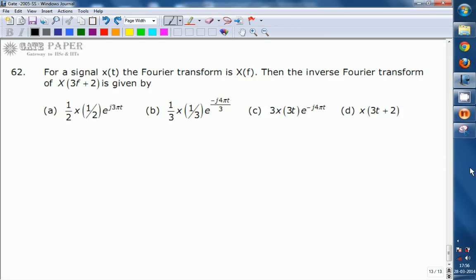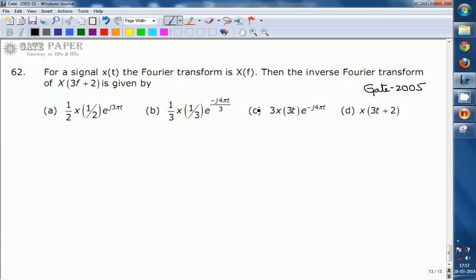Now we are going to discuss the question from signals and systems given in GATE 2005 from Fourier transforms. Here, given that for a signal x of t, the Fourier transform is X of f, then the inverse Fourier transform of X of 3f plus 2 is given by.